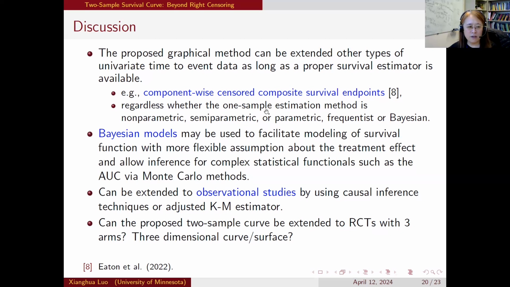Okay, and also regardless of whether the one sample method you found is nonparametric or semiparametric, such as Cox model, accelerated failure time model, or even a parametric model like Weibull, or regardless of whether it's a frequentist method or Bayesian method, I mean, we can always put a two sample survival curve together.